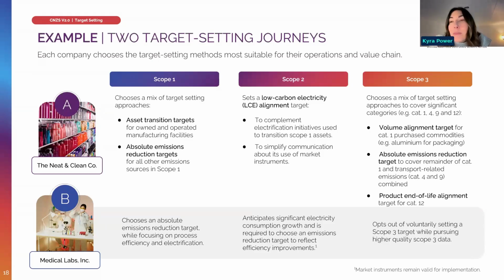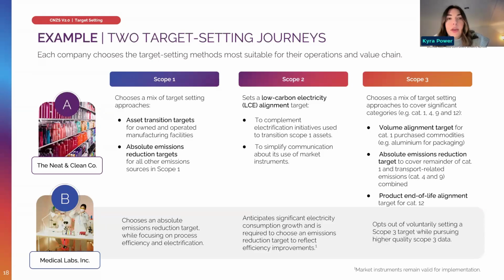Our category B company, we're calling them Medical Labs Inc., chooses an absolute emissions reduction target for scope 1. They're really focusing on improving their process efficiency and electrifying some of their assets and processes, as they anticipate significant electricity consumption growth due to an expectation that the company continues to grow in the near term. They are actually required to set an emissions reduction target. For this target cycle, they opt out of setting a scope 3 target while they pursue better data.